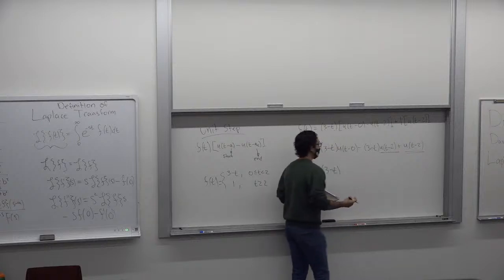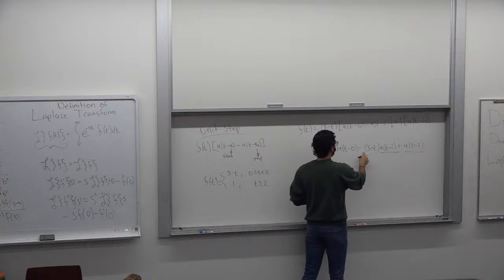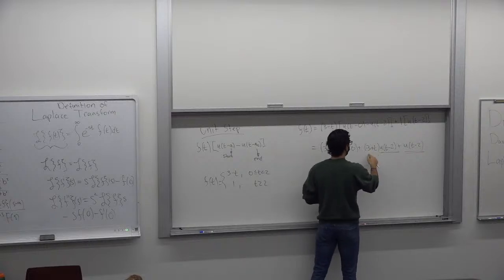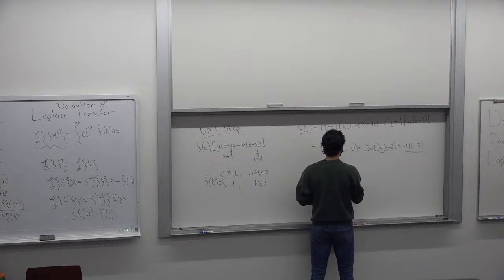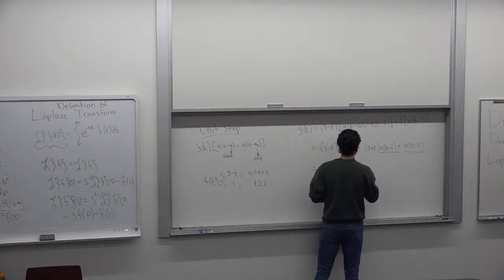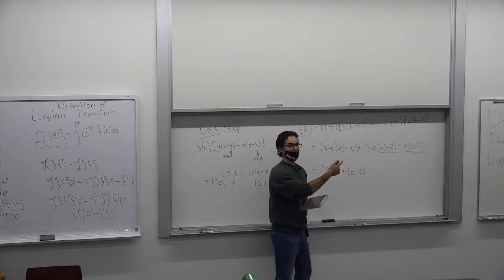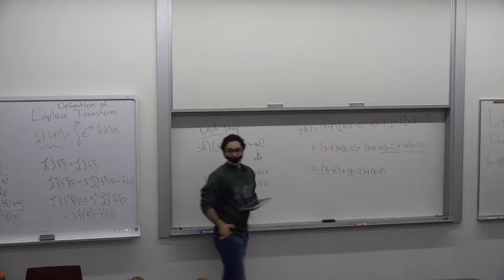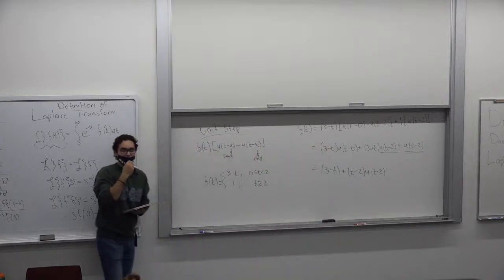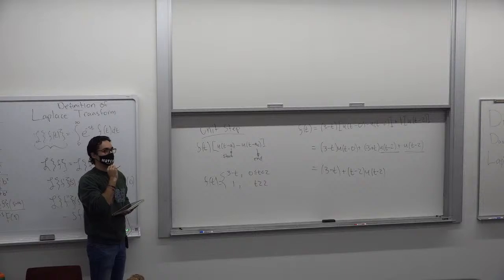And then here, if we distribute this negative, we have negative 3 plus t, plus 1. So that's going to be plus t minus 2. So negative 3 plus 1 is negative 2, times u of t minus 2. Does that make sense to everyone? I factored that out.